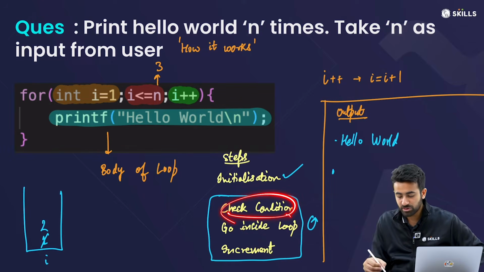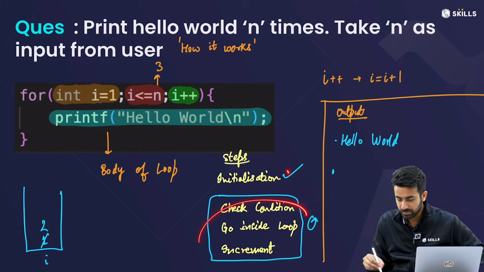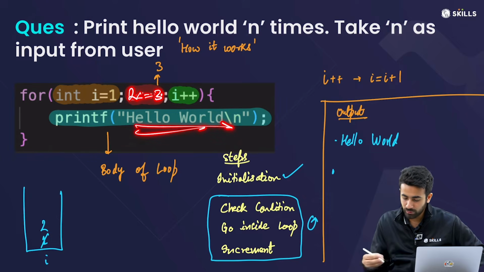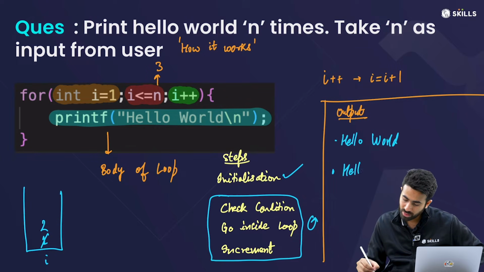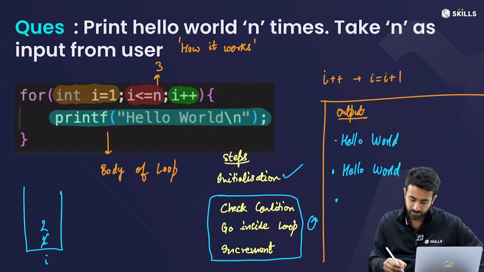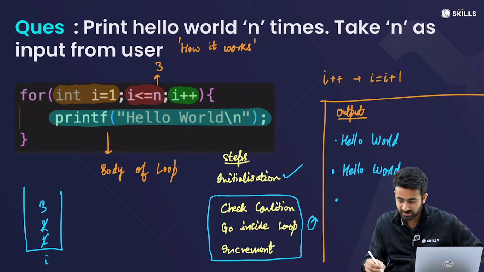Again, repeat these things. Check condition. Initialization is only done once. These 3 are repeated. So I checked, i is 2. Is 2 less than or equal to 3? Yes. Go inside. Print hello world and the next line as well. Then increment, i plus plus. i is equal to 3. Then again, same things. Check condition. Is 3 less than or equal to 3? Yes, it is equal to 3. Then go inside the loop. Hello world is printed.